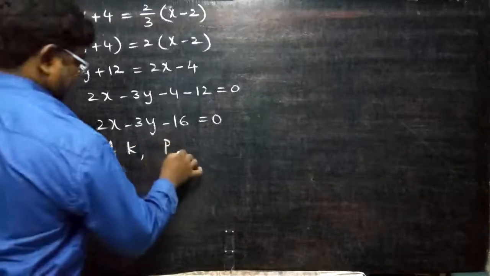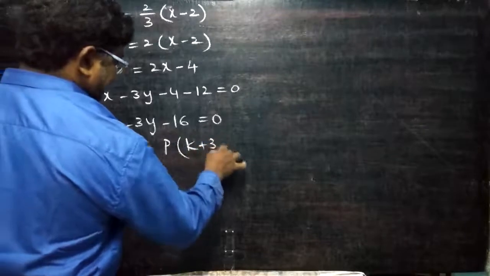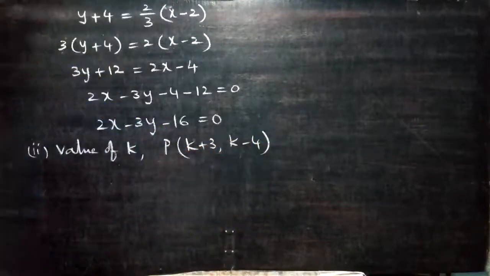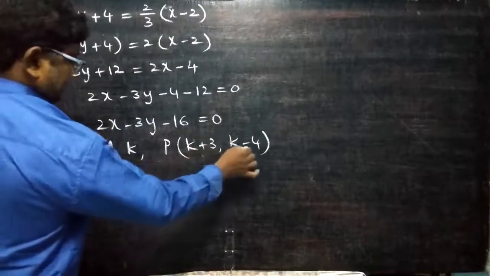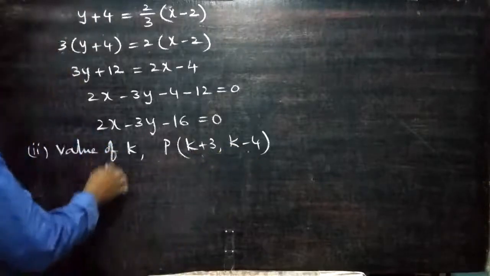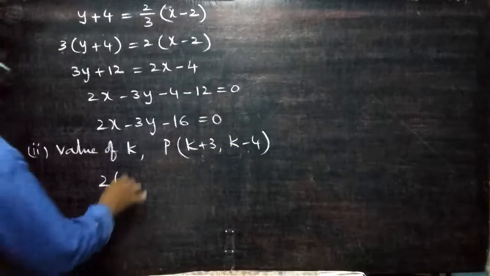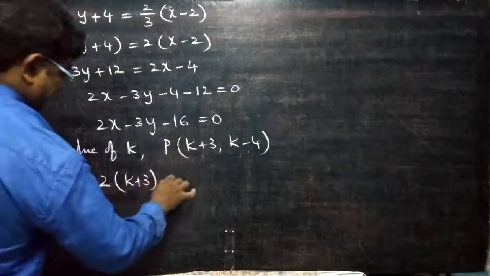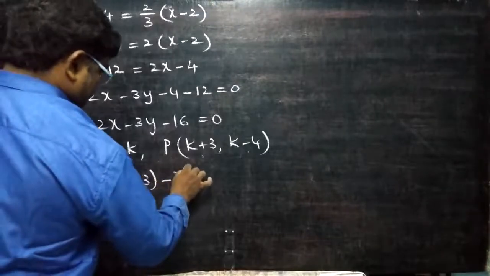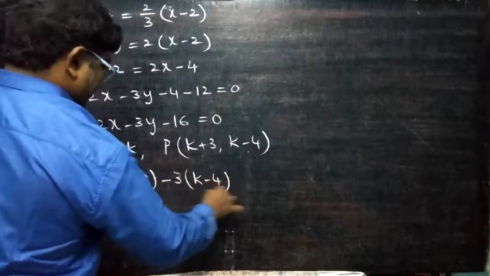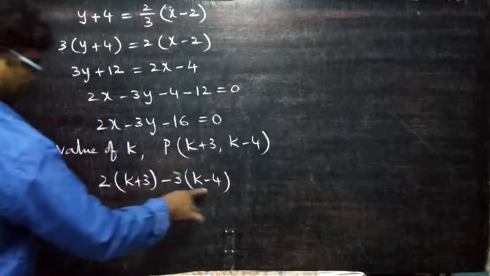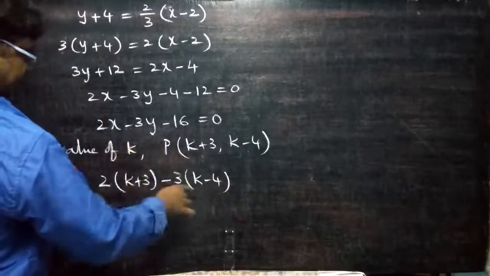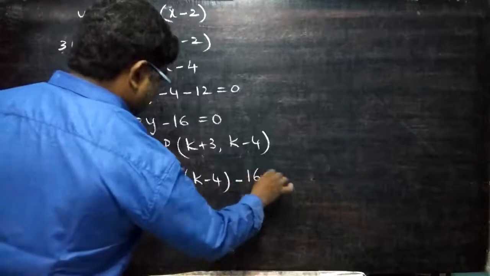They have given the point P(k plus 3, k minus 2). In the place of x you substitute k plus 3, in the place of y you substitute k minus 2. So 2 into k plus 3 minus 3 into k minus 2, minus 16 is equal to 0. For P x comma y, the first is the x coordinate, then the y coordinate; we substitute these values in the places of x and y.